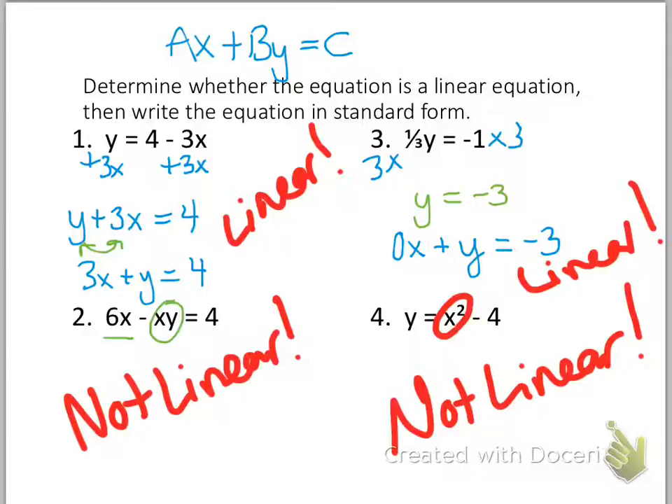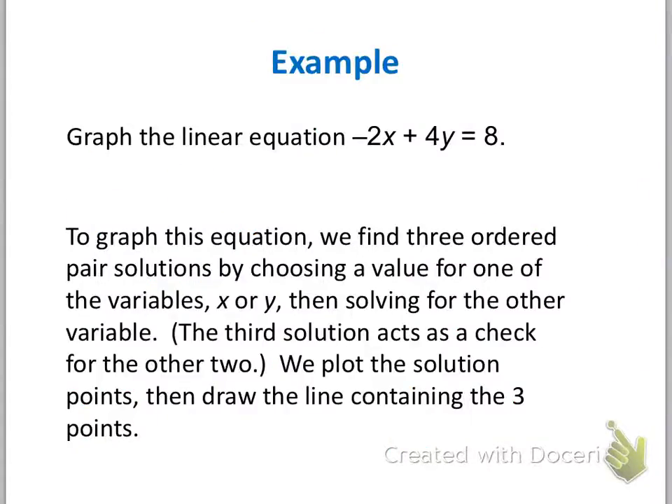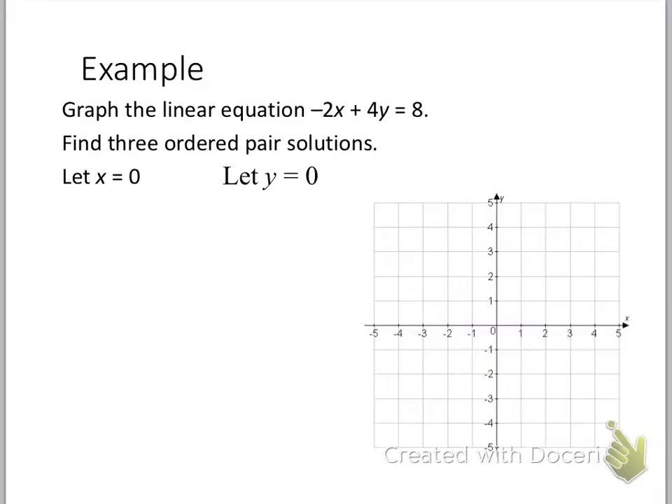All right, so let's move on to the second part, which is graphing. In order to graph an equation that has two variables, we need to find three ordered pair solutions by choosing a value for one of the variables, either x or y, then solving for the other variable. Okay, so we plot those solution points and draw the line containing the 3 points. So three ordered pairs. So let's go ahead and give this a try.